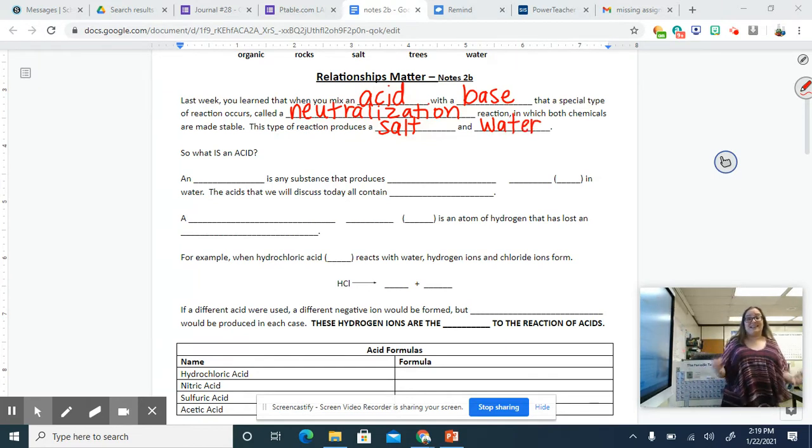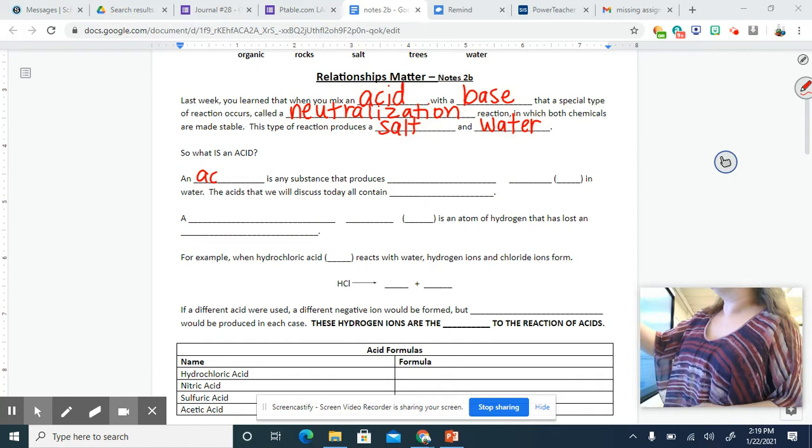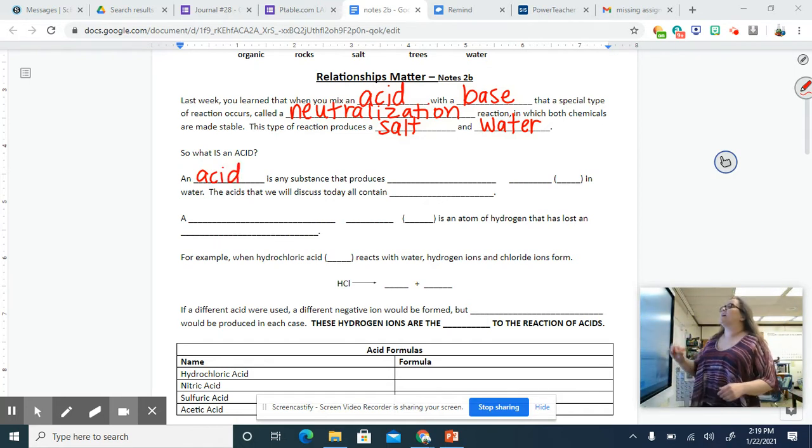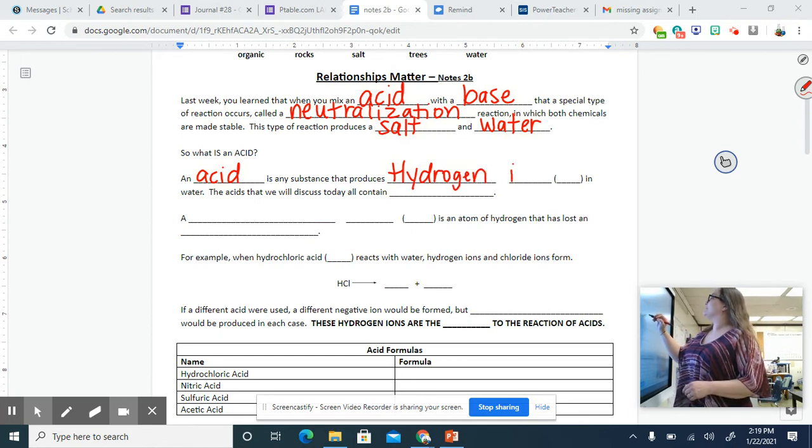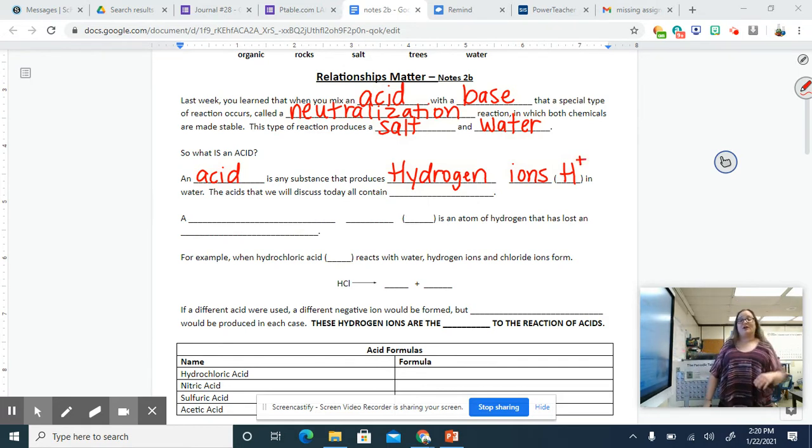So what exactly is an acid? An acid is any substance that produces hydrogen ions. And we write that as H, the symbol for hydrogen, and then plus. What that means is there's no electron. That atom of hydrogen has one proton, no electron, and therefore it has a positive charge. So it's a hydrogen ion. It's a single hydrogen atom that has only one proton and no electrons. So it has that positive charge.